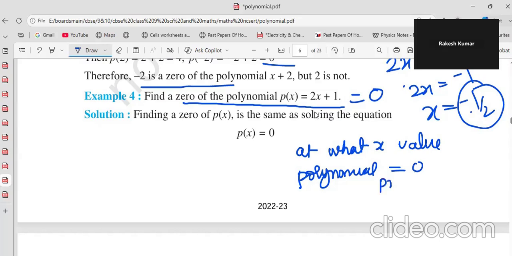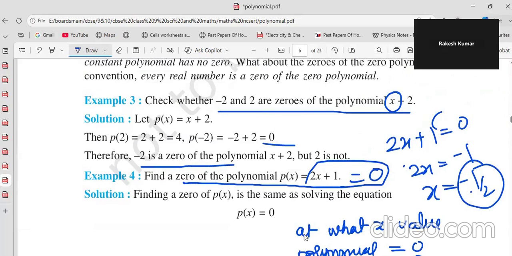That means p(x) is equal to 0. That means 2x plus 1 is equal to 0. We solve this equation and find 2x equals minus 1, so x is minus half. Now this is called the zero.